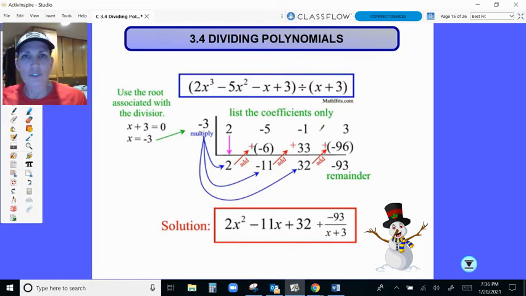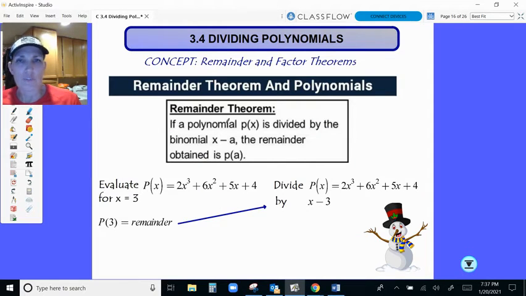So this takes us to a little summary. If you ever want to take a picture of something, this is a good way to take a picture to remind you what to do. It talks about putting the 0 here, bringing down the 2, multiplying -3 by this term and adding, and so forth and so on, and getting your final solution down there, okay? So now we're going to take a look at the remainder theorem.